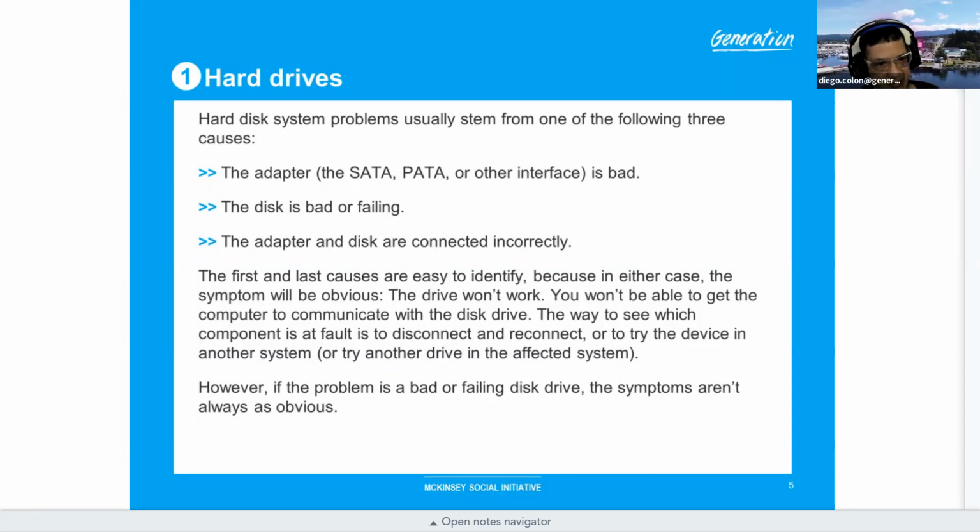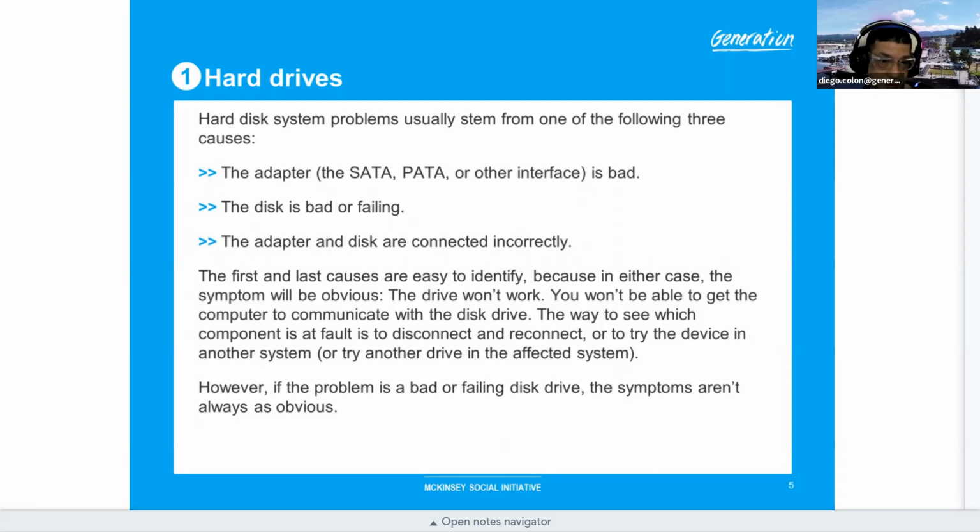The first and last causes are easy to identify because, obviously, it's a physical nature. But when the disk is going bad or failing, sometimes that can be very difficult if we can't obviously pinpoint the problem, if it is a physical disk or is it maybe the cabling itself. Sometimes it can be even the BIOS itself, but that's very rare where you're having issues where it can't understand. I've seen it on RAID controllers per se, but I haven't really seen it nowadays on many motherboards.